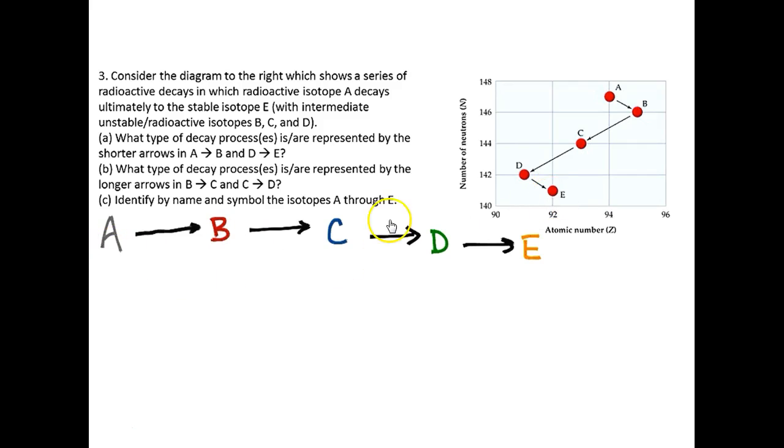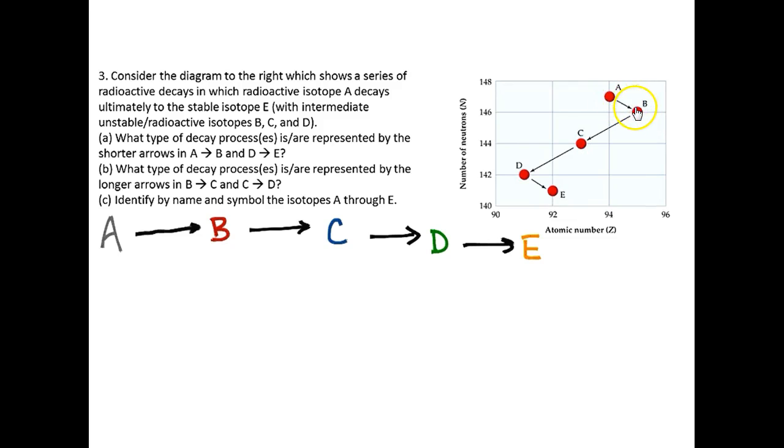So I've listed A, B, C, D, and E here so that we could look at each one, because we need to really figure out what's happening here. Now I can tell you right off the bat what type of decay. When you look at these shorter arrows, one thing you can do is see that A going to B and D going to E are the same sort of process. We're going from 147 neutrons to 146. So the number of neutrons is going down by 1. The number of protons is going up by 1.